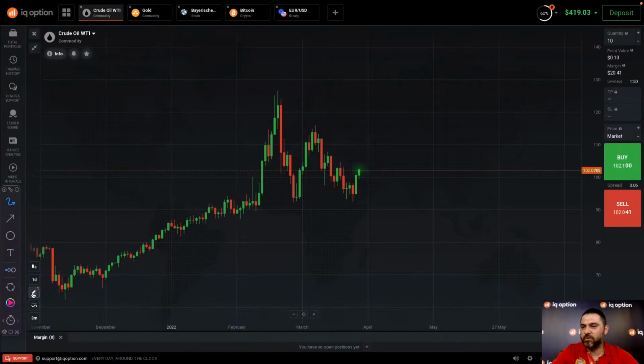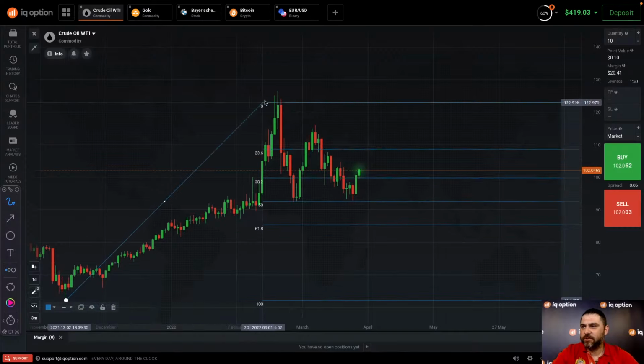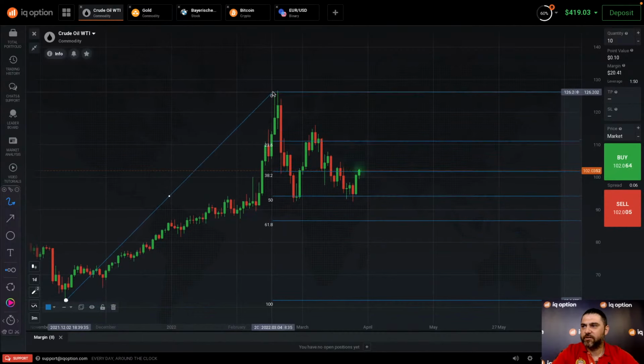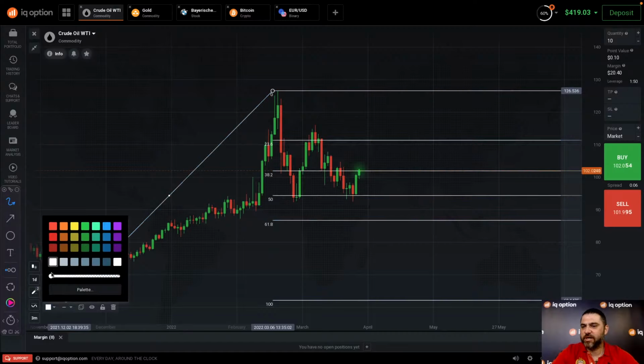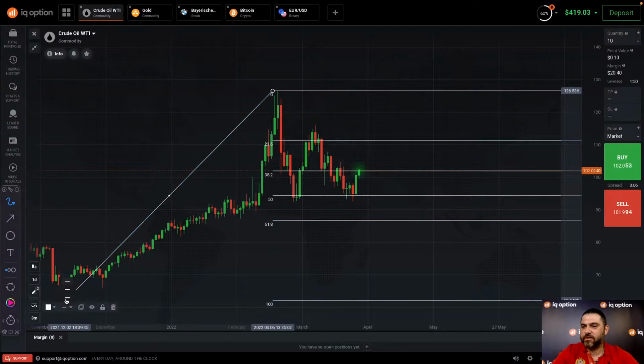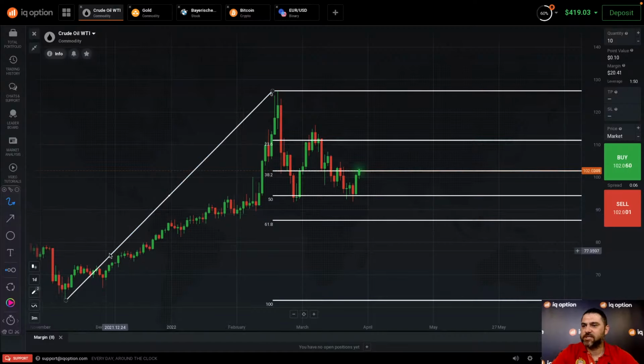So I'll take the lowest point. I'm going to actually just draw it in right now. I'm going to take a Fibonacci, take the lowest point all the way down there, the highest point up here, click it in, make it white for you guys to be able to see it nice and clearly, make it thicker so you guys can see it even better. And what happened? Market price touched up here, came down, we see it respected this point here.